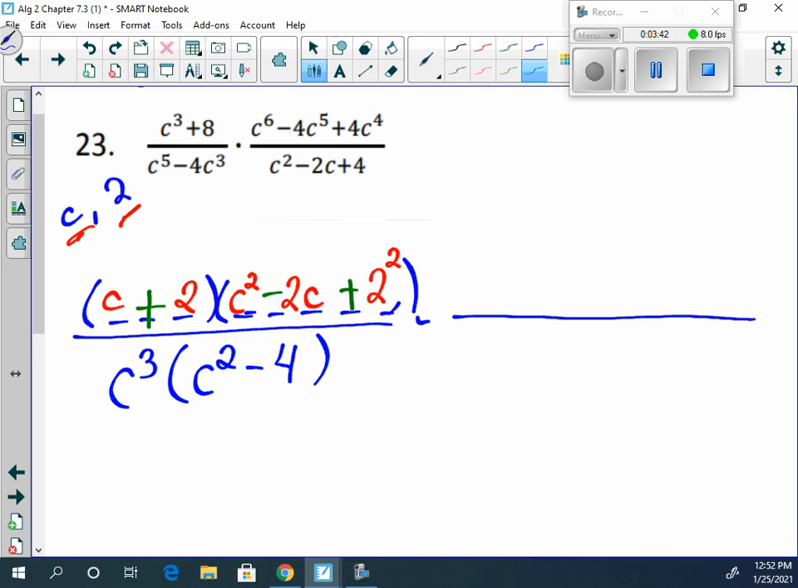Okay, let's look at the top here. C to the 6th minus 4c to the 5th plus 4c to the 4th. What can we do? There's a greatest common factor of what? C to the 4th. Which will leave us with c squared minus, well, we didn't do anything to the 4th. C to the 5th, if I factor out c to the 4th, we're left with c plus, well, 4. Any questions on this so far?